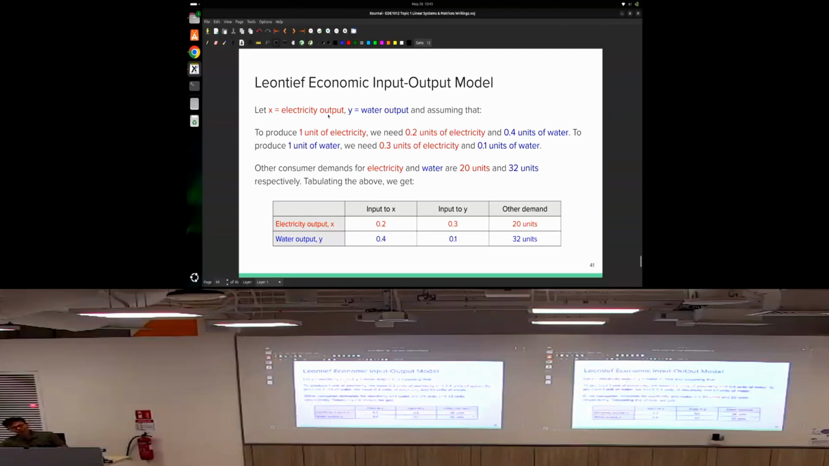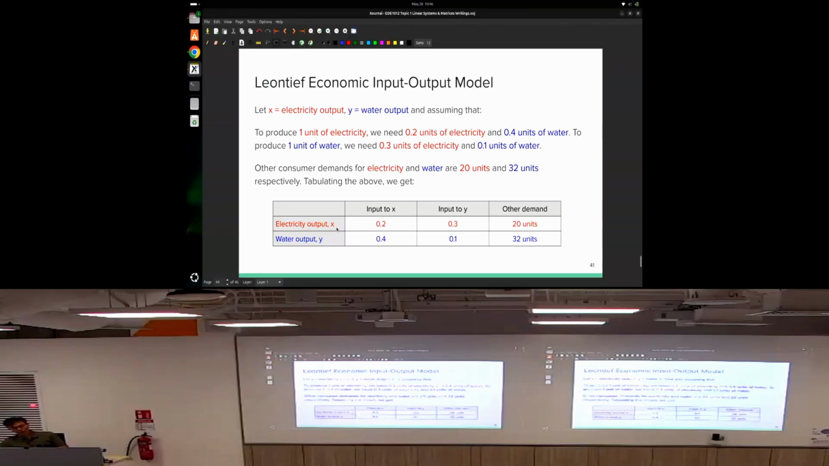So let X be your electricity output. Your Y is your water output. Now, to produce 1 unit of electricity, let's say you need 0.2 units electricity and 0.4 units water. So this one we just mentioned, right? If you want to produce electricity, you need electricity, but you also need other production items.